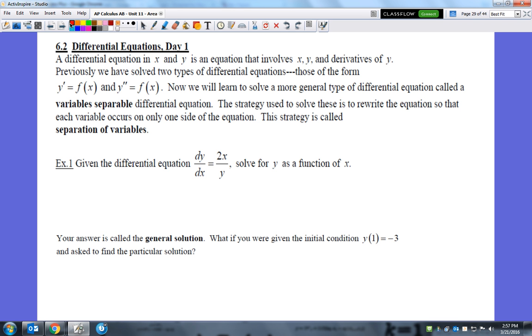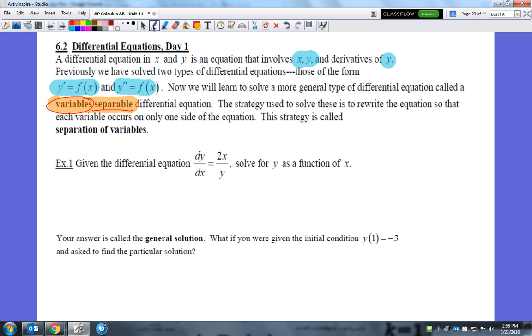Alright, so differential equations day 1. A differential equation, we know, involves x and y and the derivatives of y. And you could have the first order, so it's like the first derivative, or you could have up to the second order, so a second derivative. So we're going to learn how to solve more general types of differential equations, okay? And they're called variables separable differential equations.